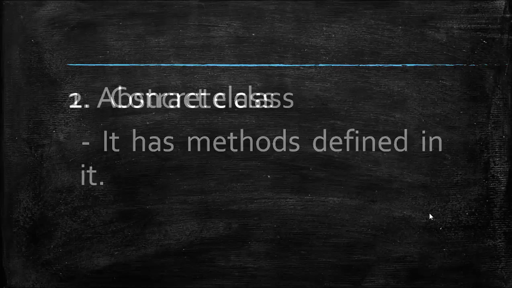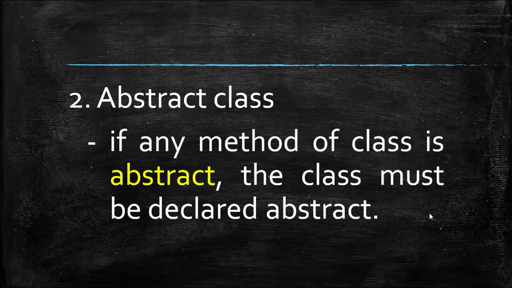So now what is abstract class then? Abstract class has a method which is abstract. Then the class must be declared abstract, right? So a class can have 5 methods in it. 4 methods are concrete, it means they have body, and 1 method is declared abstract. Then this class must be made an abstract class. A normal class cannot have an abstract method.